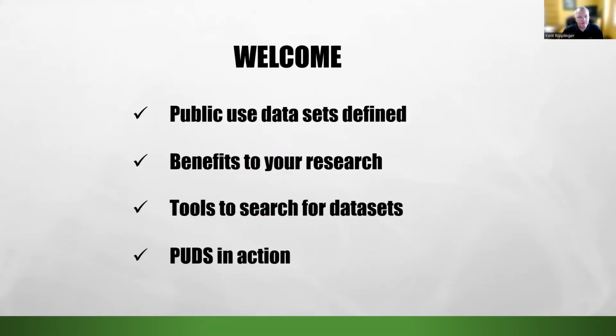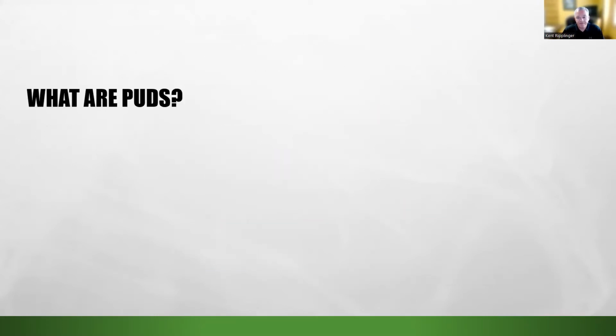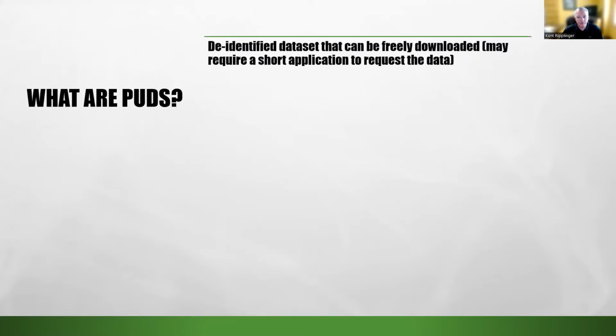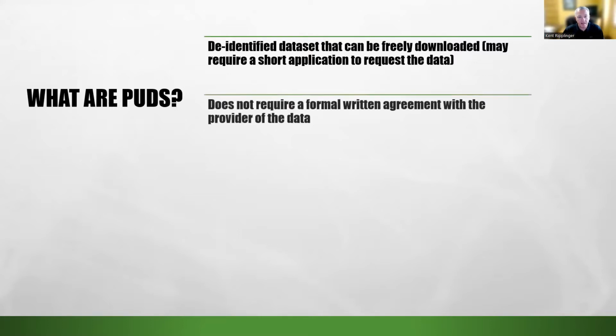With that, what are PUDs? Well, PUDs are public use data sets that are considered to be de-identified, which basically means the name, social security numbers, things like that, that can identify the individual have been removed. They can be freely downloaded for the most part. I mean, some require possibly a short application to request the data, but there is no formal written agreement required between you and the provider of the data.